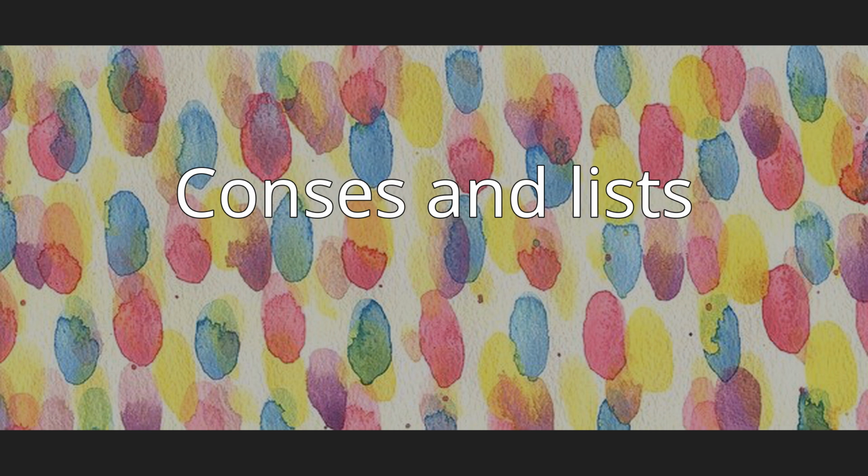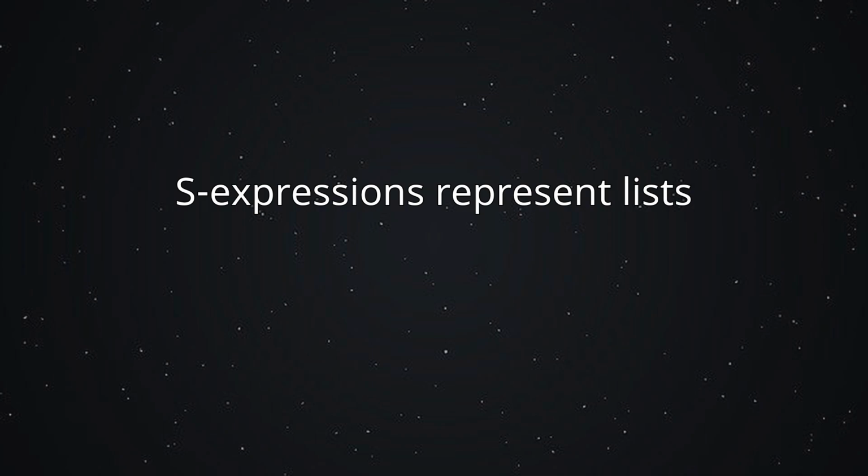Because conses and lists are so universal in Lisp systems, it is a common misconception that they are Lisp's only data structures. In fact, all but the most simplistic Lisps have other data structures, such as vectors, arrays, hash tables, structures, and so forth. S-expressions represent lists. Parenthesized S-expressions represent linked list structures. There are several ways to represent the same list as an S-expression.